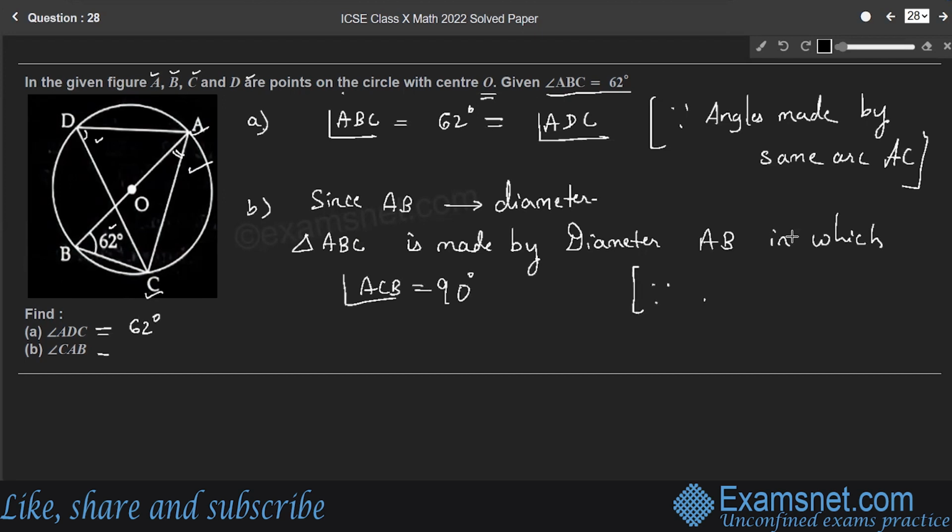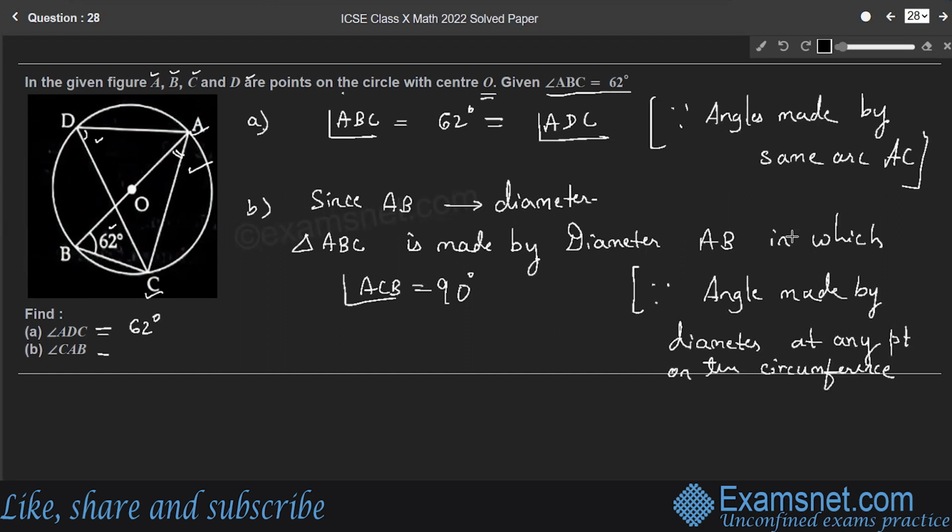Because the angle made by the diameter of a circle at any point on the circumference is a right angle. Therefore, ABC is a right angle triangle, in which angle C is 90 degrees.